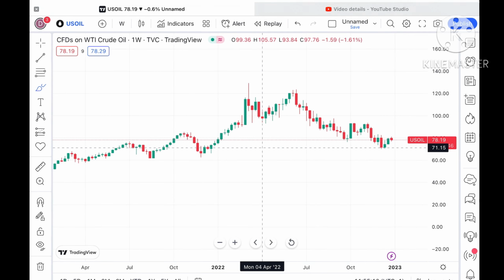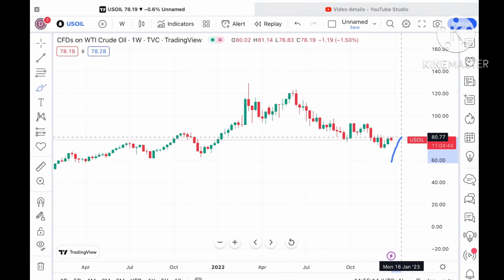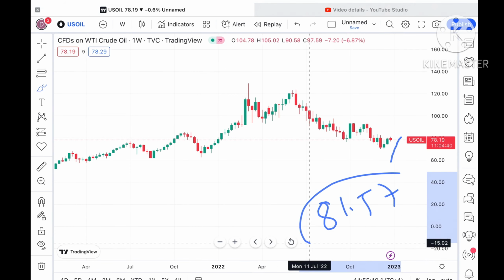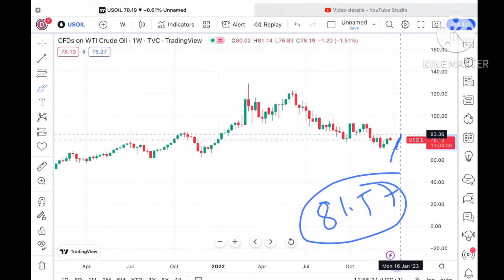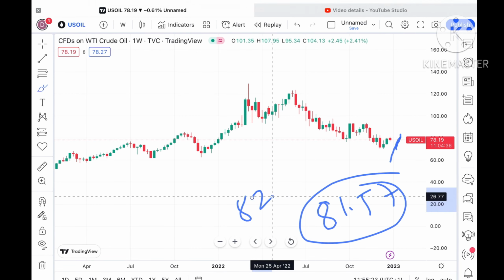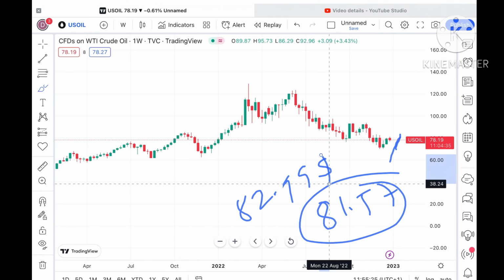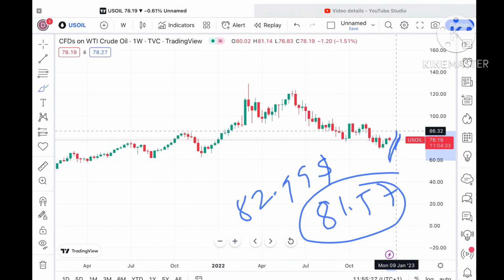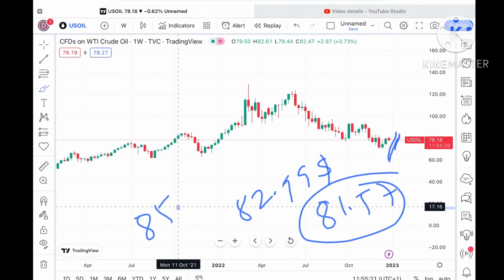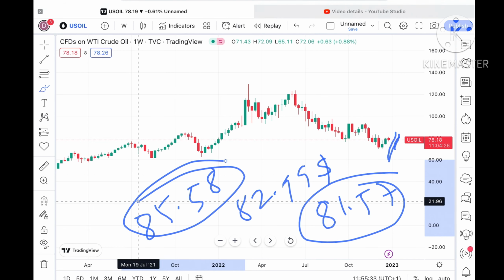Okay, so now suppose the price sustains above this particular level, then we can see it can go further upside towards a level of $81.57. Okay, if this level sustains, from there we can see it can go towards a level of $82.99. And suppose the price sustains above that particular level, then chances are very high we can see it can touch a level of around $85.58. This $85.58 is acting as a resistance as of now.